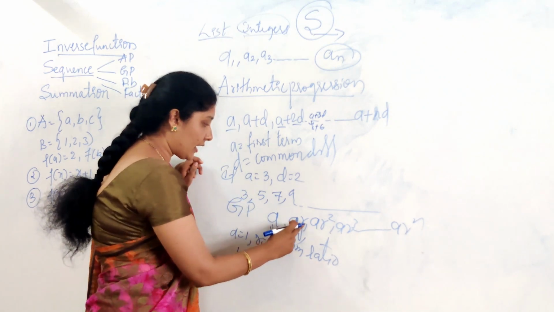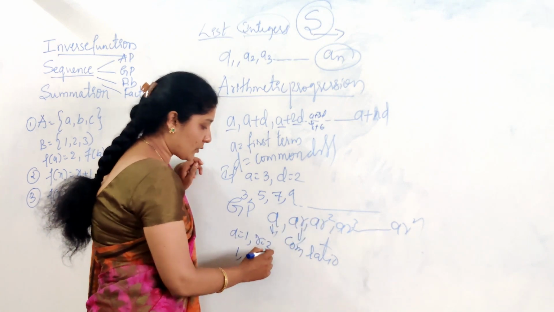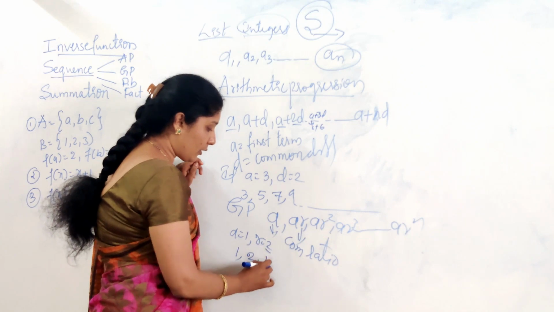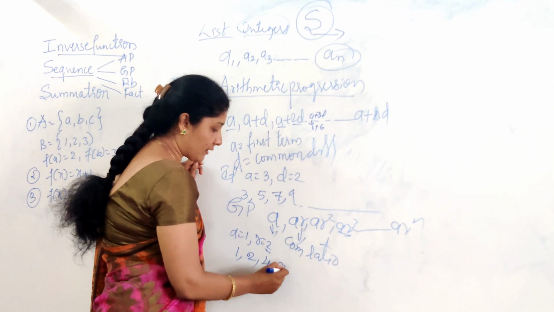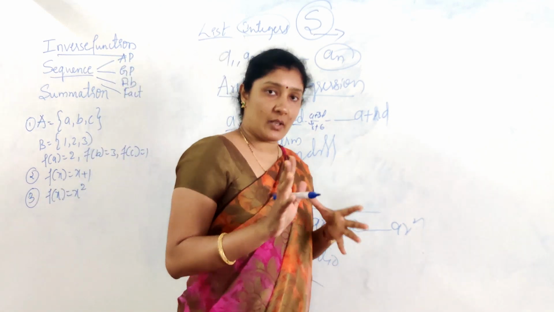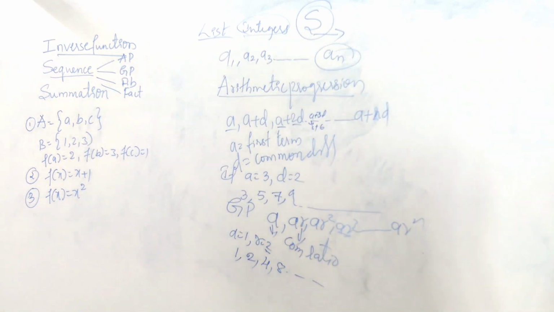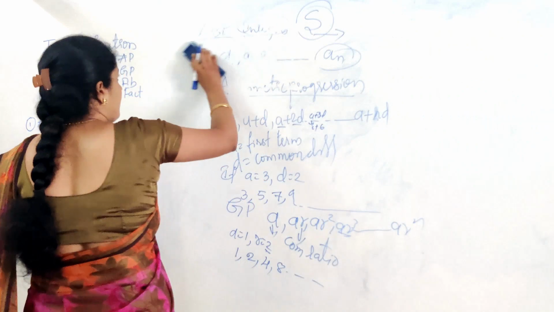1, comma, A into R, 1 into 2, 2, A into R square is 4, 4 into 1, 4, AR cube, 2 cube is 8, 8 into 1, 8, and like that. Now, the popular sequences are nothing but Fibonacci series and factorial. So, what is Fibonacci series?